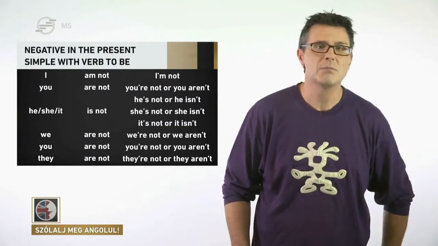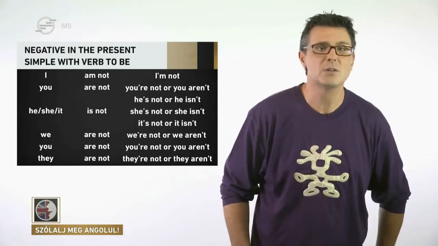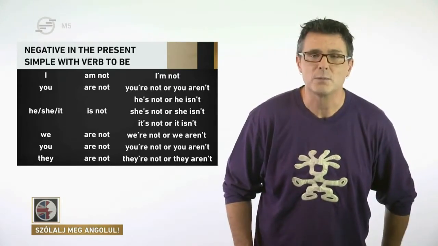Now, we also saw that when we make the negative with the present simple form of the verb to be, we use the word not. I'm not, you're not, he's not, she's not, it's not, we're not, you're not, they're not.